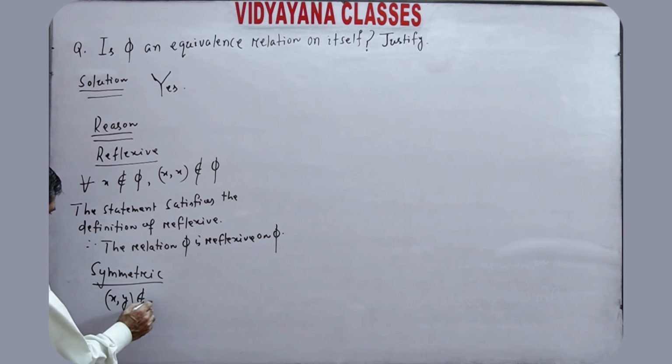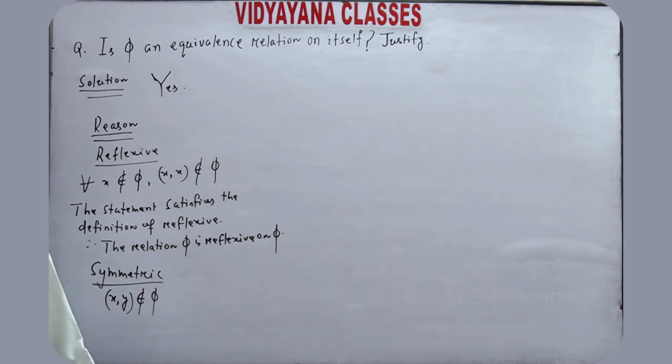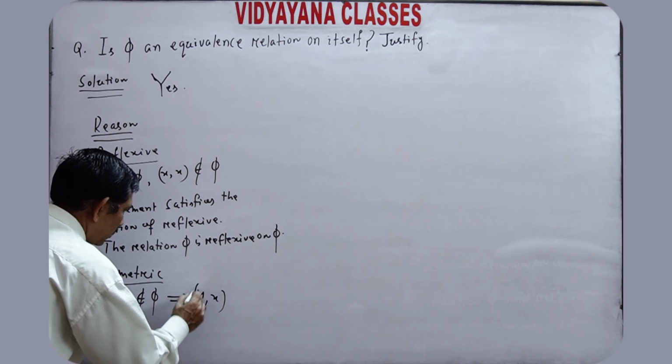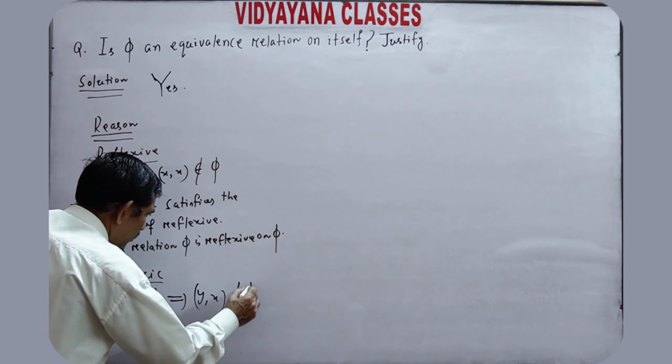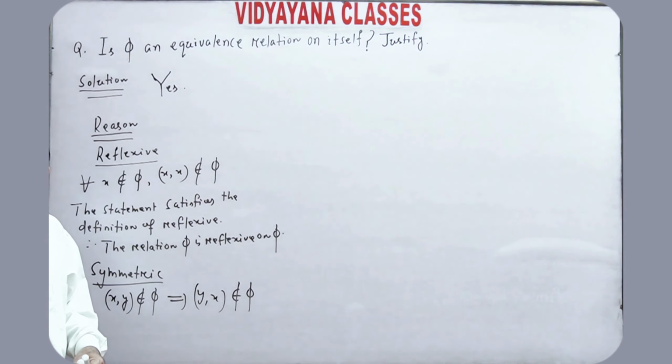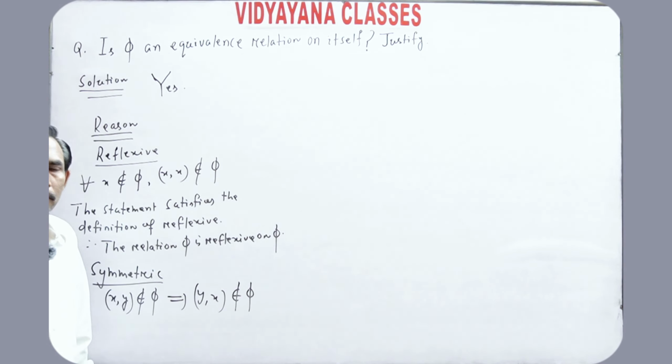If (x,y) does not belong to phi, is it true that it implies (y,x) does not belong to phi? That is also true. The relation R on A is said to be symmetric if (x,y) belongs to R implies (y,x) belongs to R.